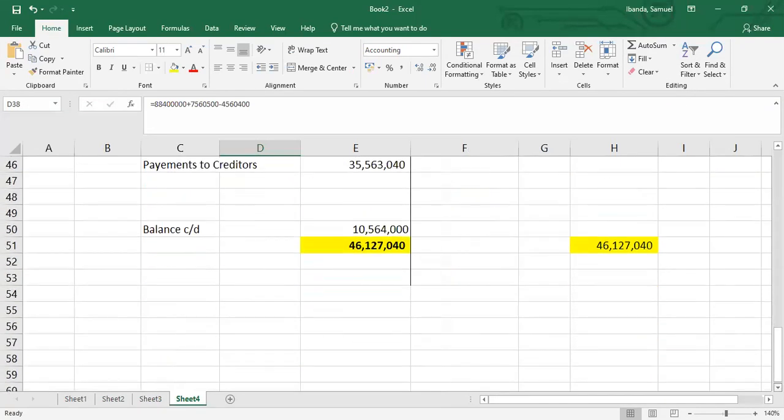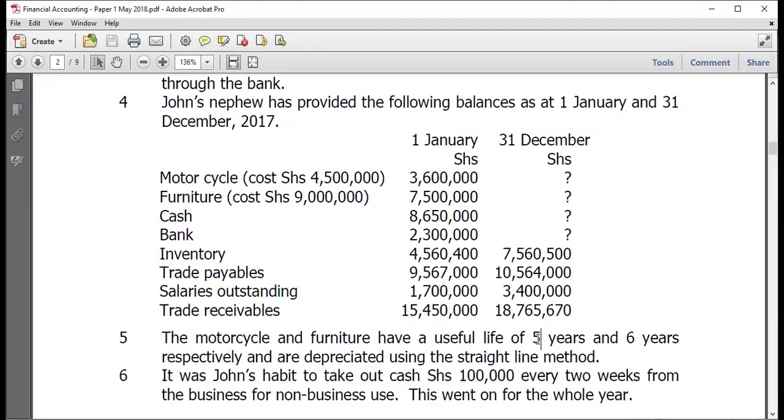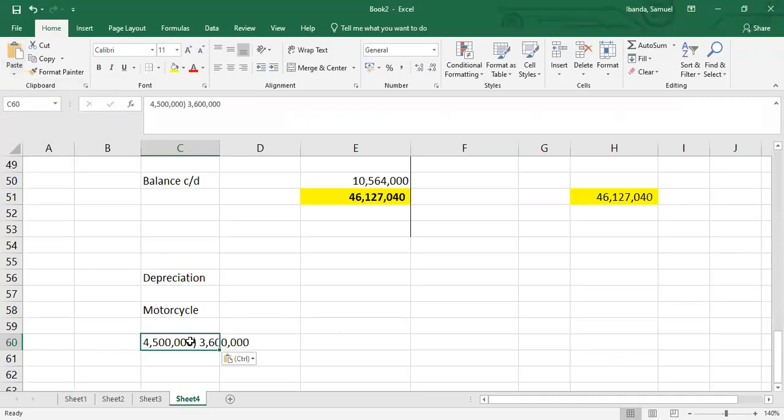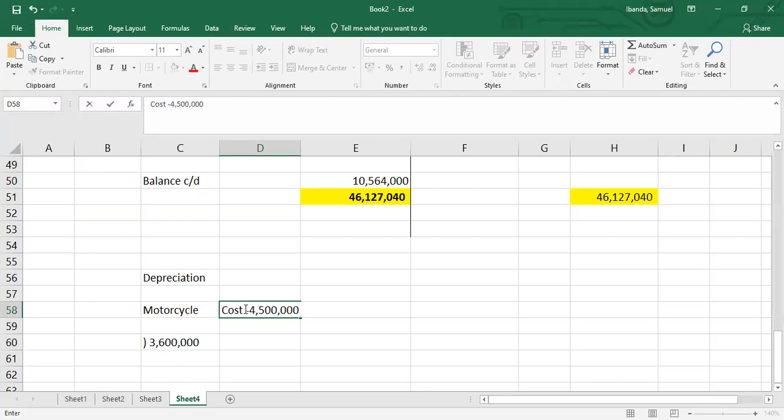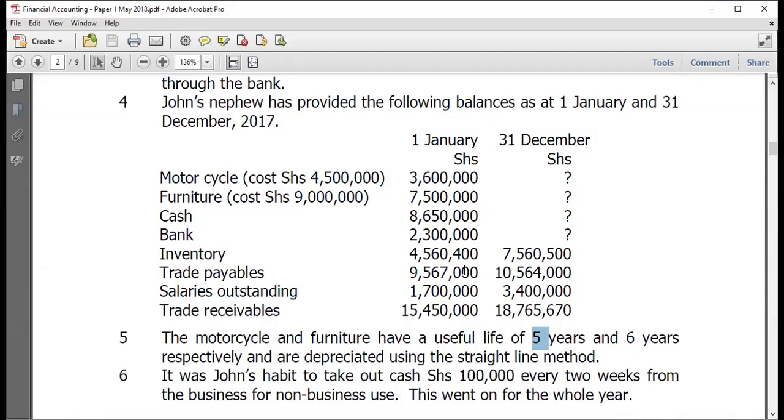So under my workings down here, I'll calculate depreciation. I'm going to calculate for the motorcycle. Sorry, is it motor vehicle or motorcycle? It's motorcycle. So the motorcycle has 5 years, and the cost is 4.5 million. Let me copy these values here so you basically know. They are telling us that this is for 5 years, and it is depreciated as straight line.